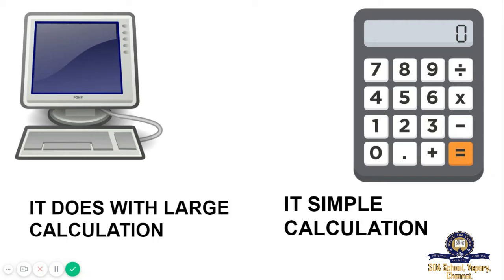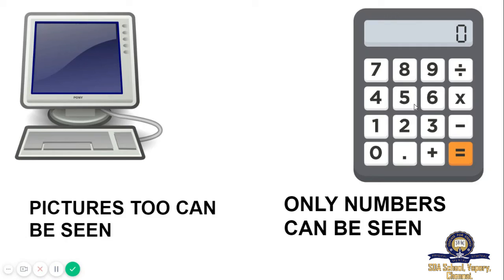You are all first standard kids. So mathematically there are a lot of things that can be done. All those calculations can be done through a computer, but a calculator cannot. A calculator can do only addition, subtraction, multiplication and division. It won't do any mathematical equations, sums and all. So it is a simple calculator. We cannot do equations.